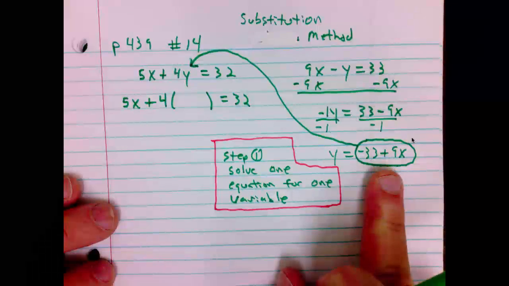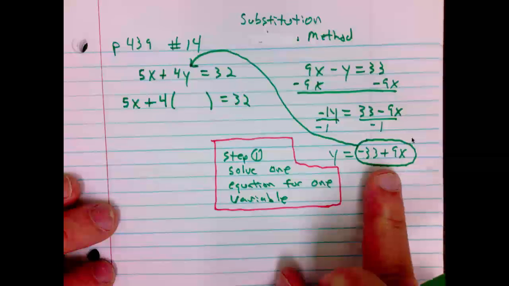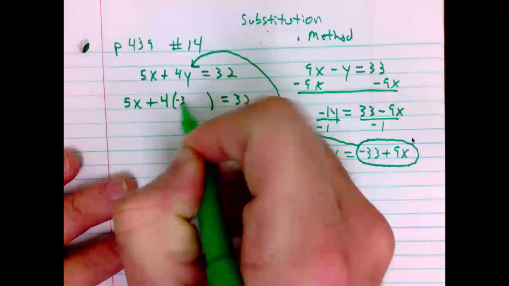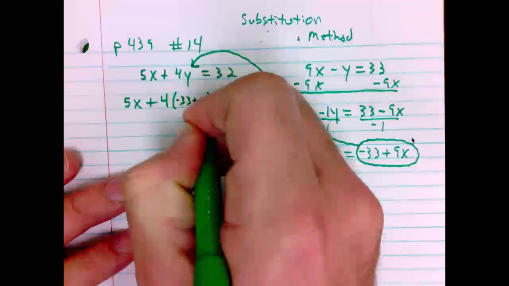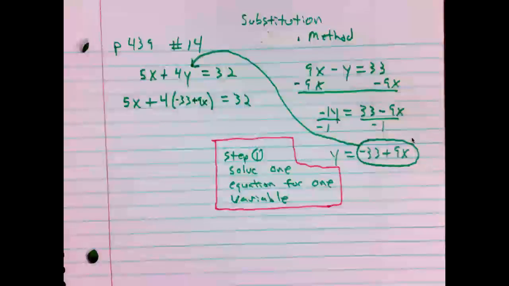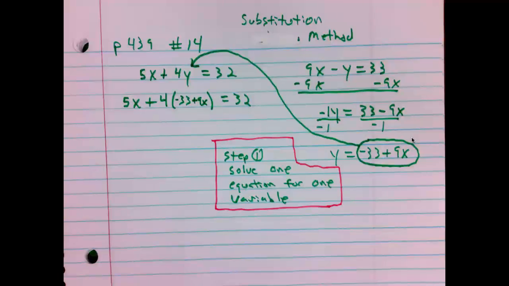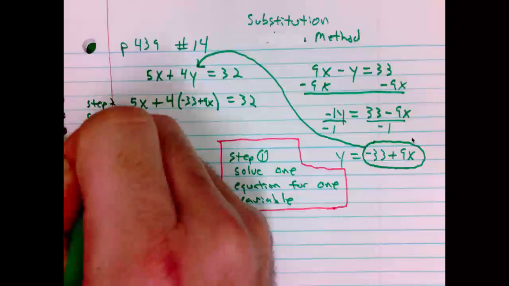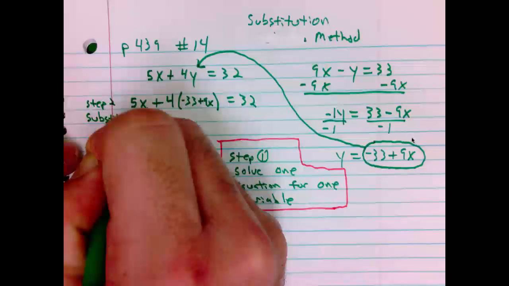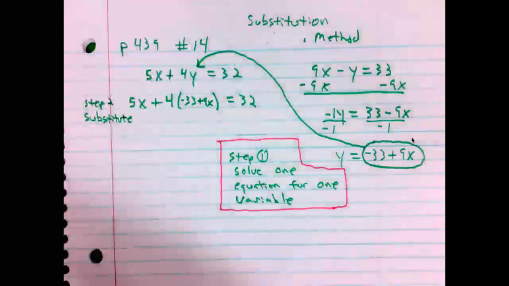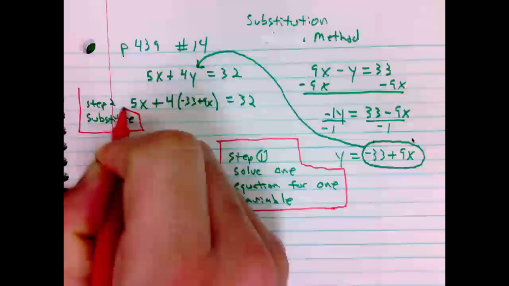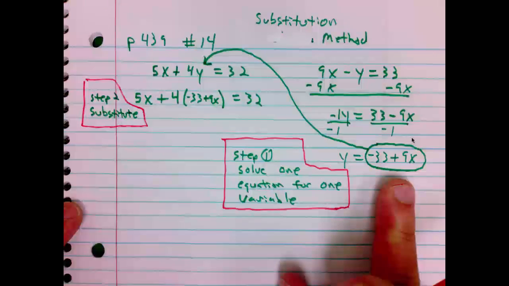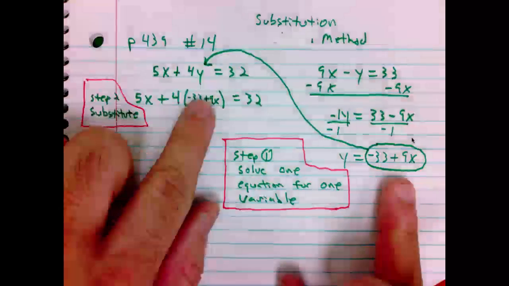In place of y, previously I've only substituted constants. Now I'm going to substitute an entire algebraic expression. In place of y goes negative 33 plus 9x. Alright, that is step 2. Substitute. That's why they call this the substitution method. So we have just substituted this quantity that we know y to be, this algebraic expression, in place of y in the other equation.